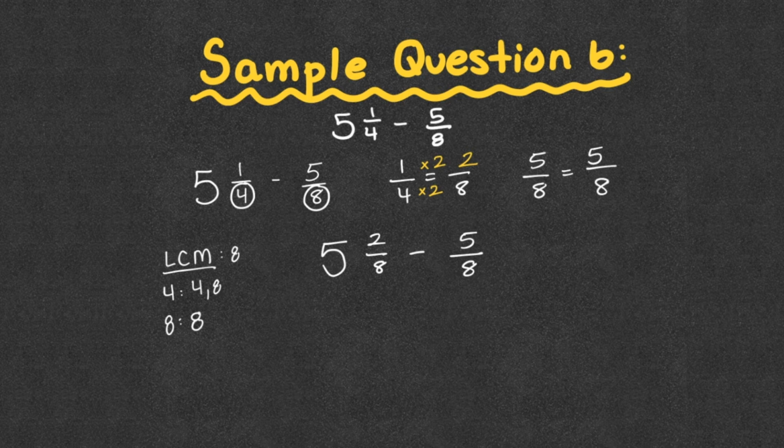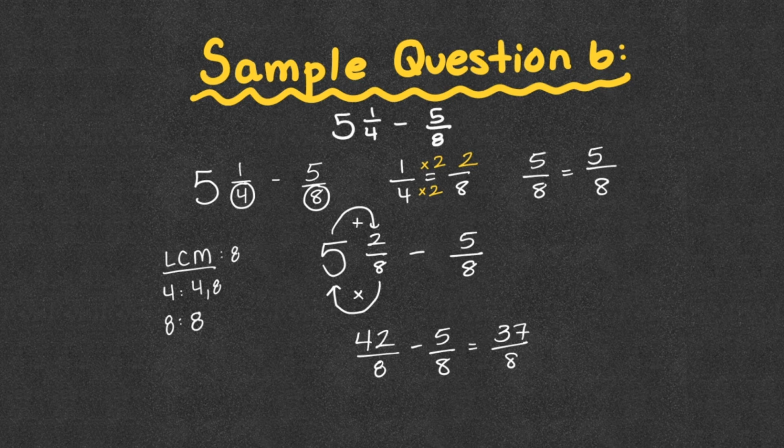From here, we know that we have to borrow. We cannot do 2/8 minus 5/8. 2/8 is smaller than 5/8, so we cannot just subtract them. So we can do two things, and I'm going to show you a method that may make more sense to you. If we turn 5 2/8 into an improper fraction, we multiply. 8 times 5 is 40, plus 2 is 42. I now have 42 eighths minus 5 eighths. I can do that. That's going to give me 37 eighths.